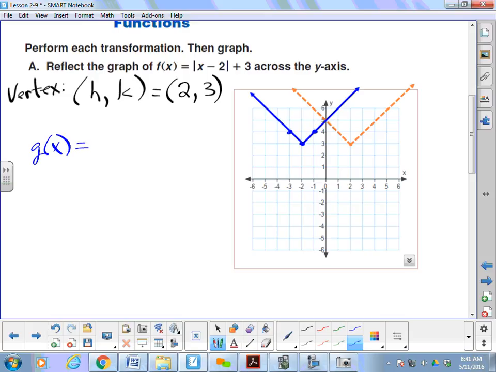What's the new rule then? Where's the vertex at now? Negative 2, 3, so h is negative 2, so this will be the absolute value of x plus 2. And then my y value stayed the same at 3.